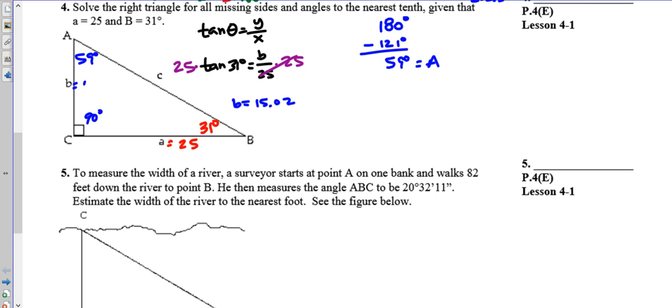That is this side here. And it says round to the nearest tenth, which means my answer would then just become 15.0. Finally, to find the C, you could do Pythagorean theorem, or we could use another trig.